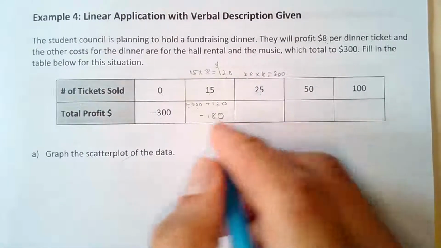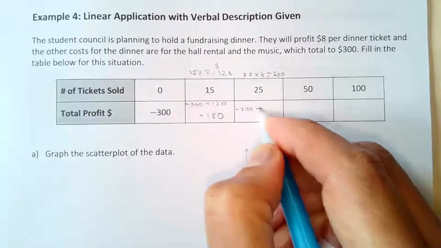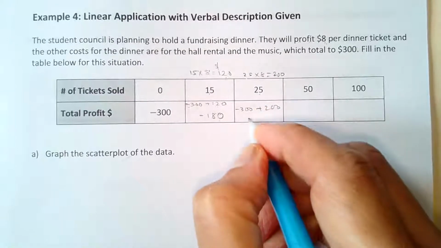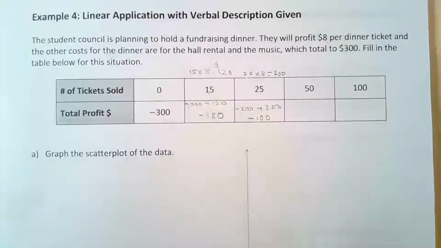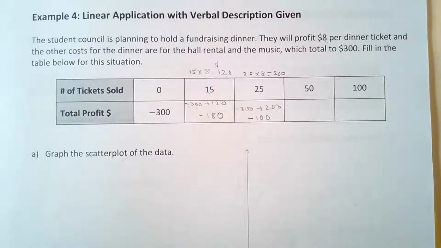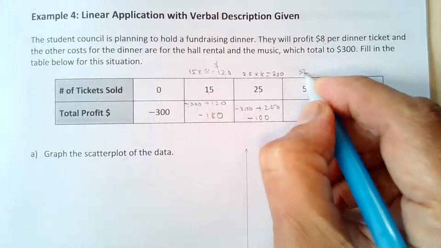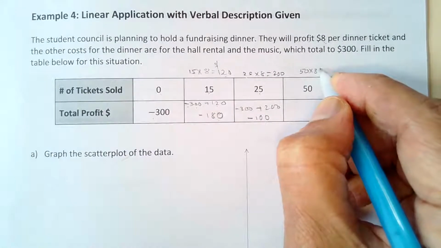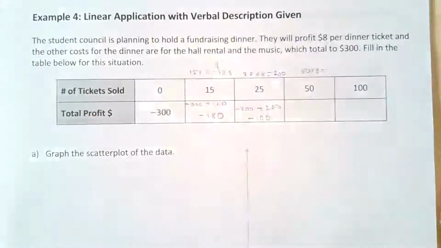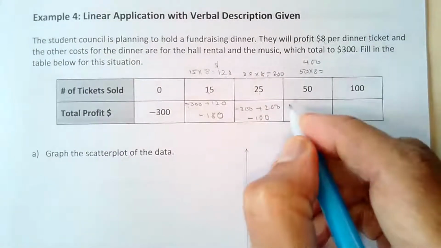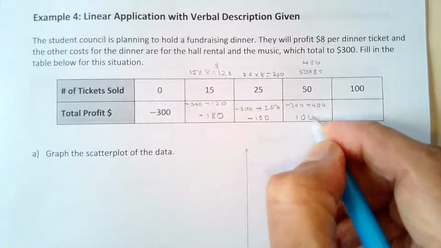So now that will be negative 300 plus 200. So you now have a profit of negative 100. You still haven't made a profit in the positive; you're still in the negative. Now, if we were to sell 50 tickets, it would be 50 multiplied by 8, which gives us $400. So my minus 300 plus 400 will give me 100. Now I'm in the positive.